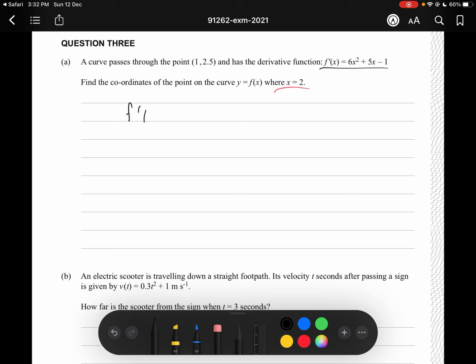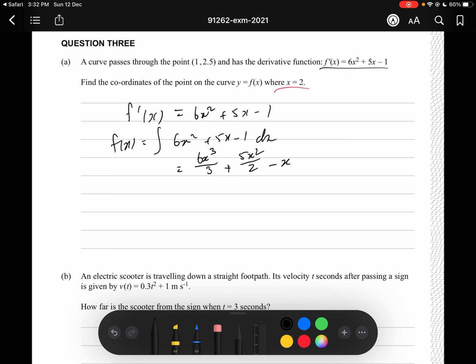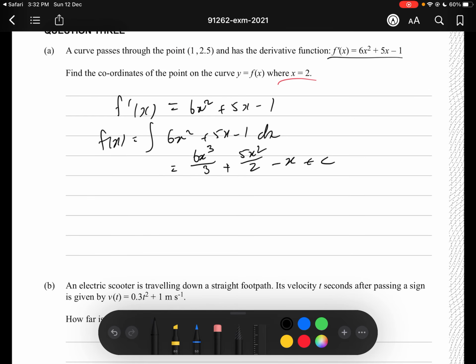So in this case, f dash of x equals 6x squared plus 5x minus 1. So the integral of 6x squared plus 5x minus 1 is going to be equal to f of x. We increase the power by 1 and then divide by the new power. So we have 6x to the power 3 divided by 3 plus 5x squared divided by 2 minus x plus c. If we simplify a little bit, we have 2x to the power 3 plus 5 over 2 x squared minus x plus c.